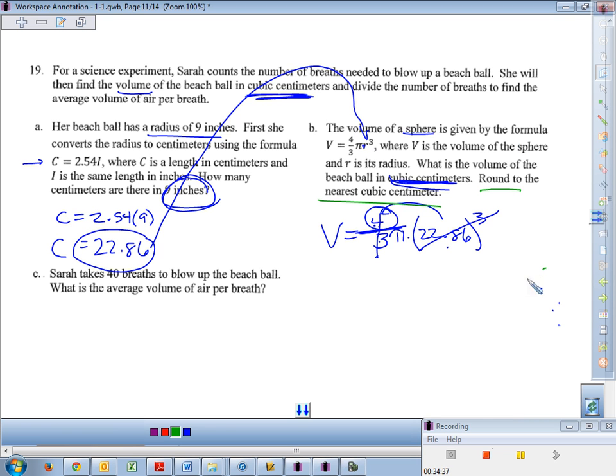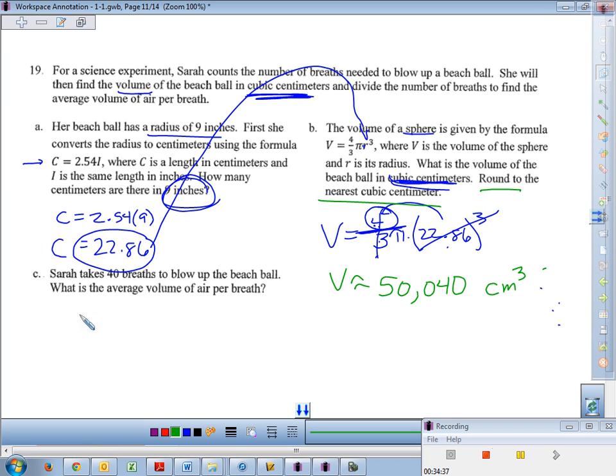50,000 and what? It's about, it's not exact because we rounded it, 50,040 cubic centimeters. There's a label on it. I know Mr. Leo's not big on labels, and I don't know about Mr. Harris, but I'm big on labels. Okay? And so that's part B.